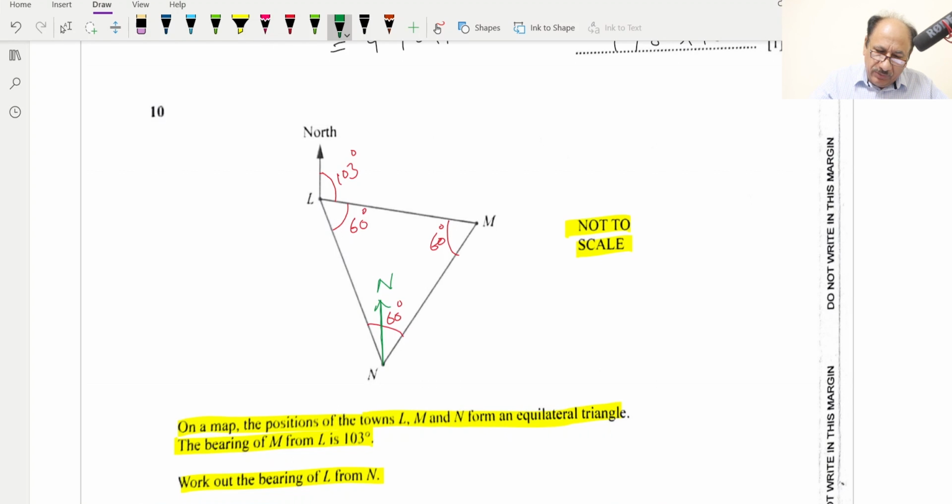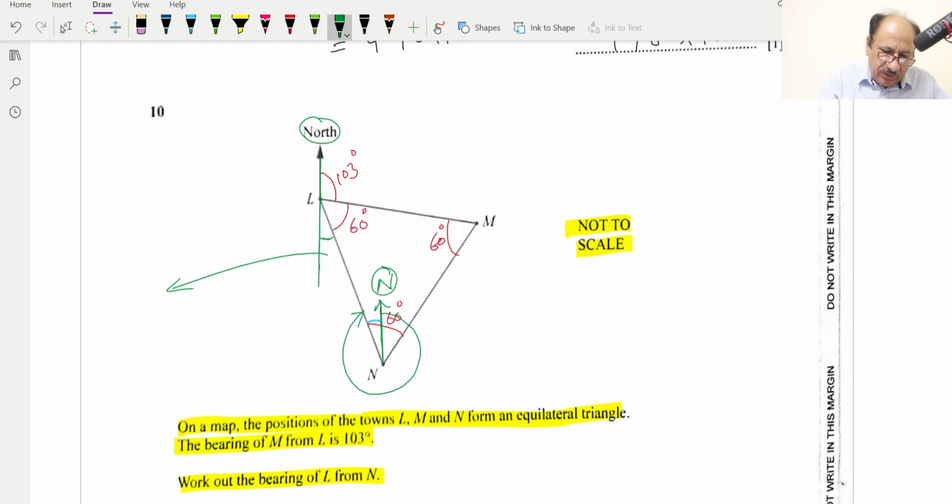And the required bearing is this complete angle up to this one. So from 360 we have to subtract only this small portion. How can we calculate this small portion? We can extend this north line like this, and these two norths are parallel to each other. So this angle is 180 minus 103.